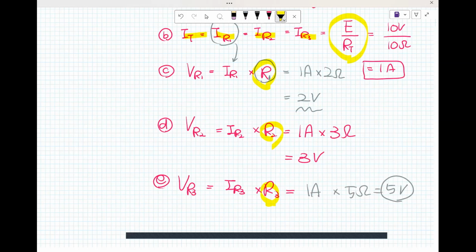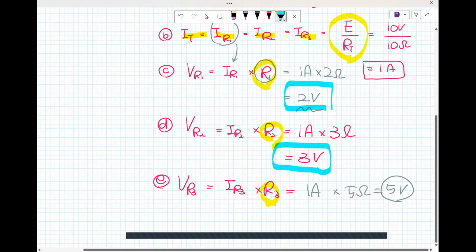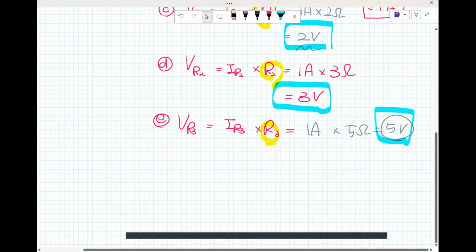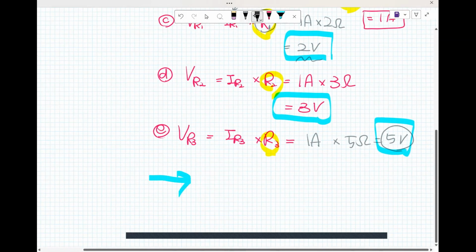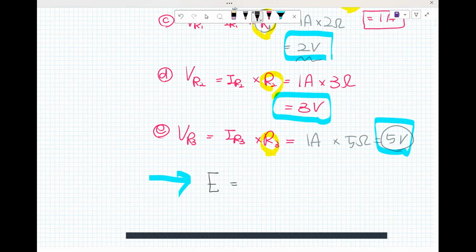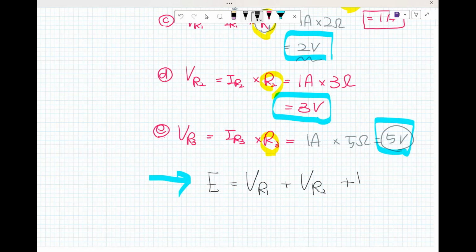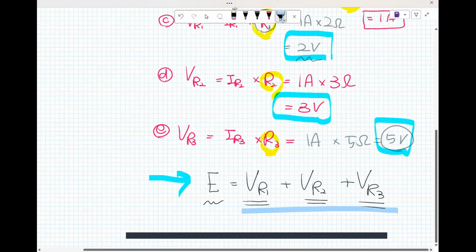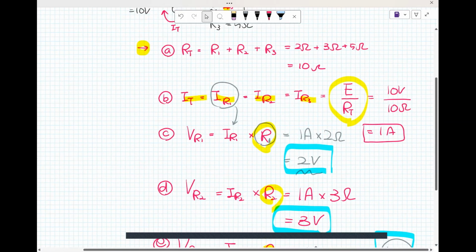So here in the DC circuit, 2 volt, 3 volt, 5 volt. It means the supply voltage E is V sub R sub 1 plus V sub R sub 2 plus V sub R sub 3. So the supply voltage is equal to the sum of the voltage drops of each resistor in the DC circuit.